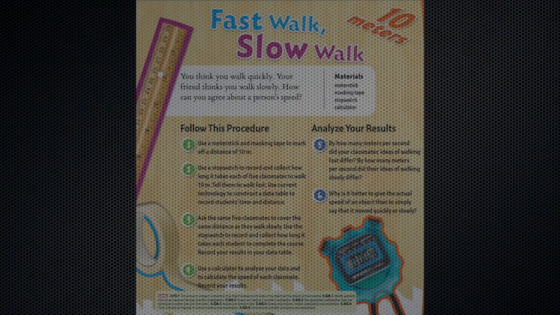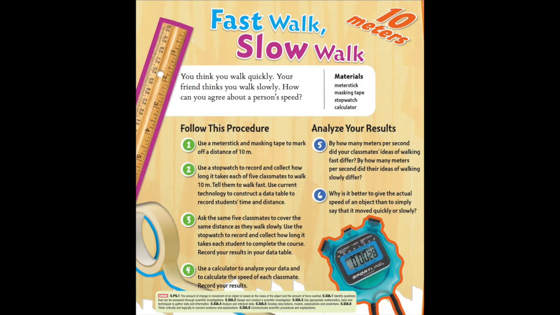Today we are going to complete the lab Fast Walk, Slow Walk from your science book. It says, you think you walk quickly. Your friend thinks you walk slowly. How can you agree about a person's speed? So we're going to find out.